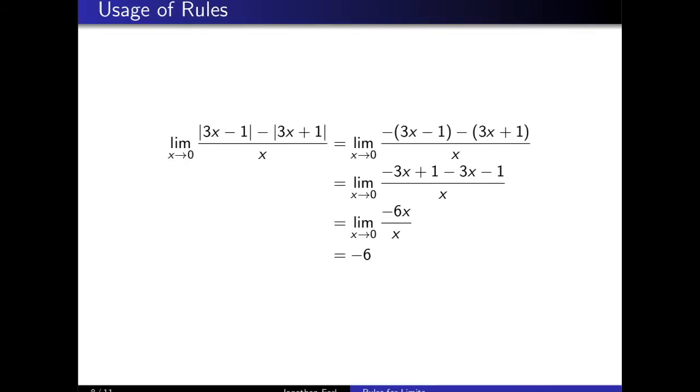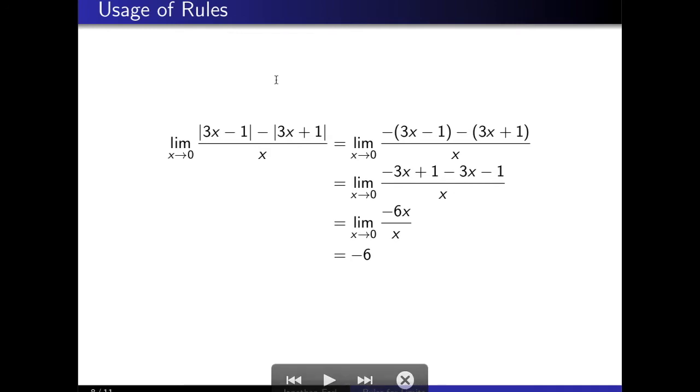Okay, so we want to look at the limit as x goes to 0 of the absolute value of 3x minus 1 minus the absolute value of 3x plus 1, all divided by x. The first thing that we could see is that if we just plug in 0 for x, we would get 0 divided by 0. So again, that tells us we can't just say 0 over 0 is undefined and say the limit is undefined. We need to go and do some algebraic manipulation, which is what we're going to do here.